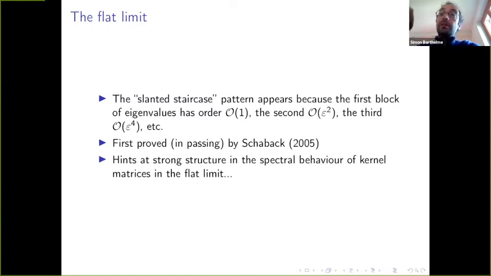Then the next 2 eigenvalues are of order epsilon squared. This block of eigenvalues goes to 0 as epsilon squared. Then the next block of eigenvalues go to 0 as epsilon to the power of 4, and then the next after that, epsilon 6, and so on. So that's the spectral behavior for eigenvalues of Gaussian kernels, and something interesting is going on in the flat limit.